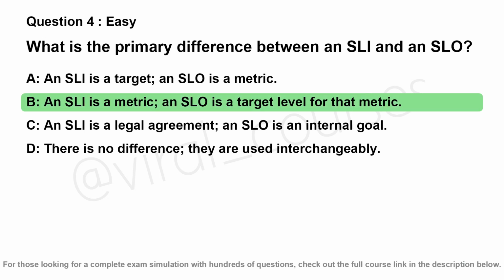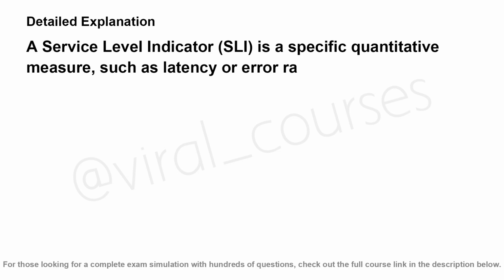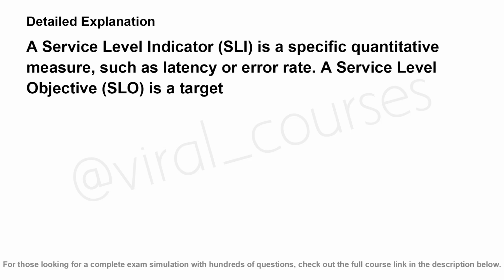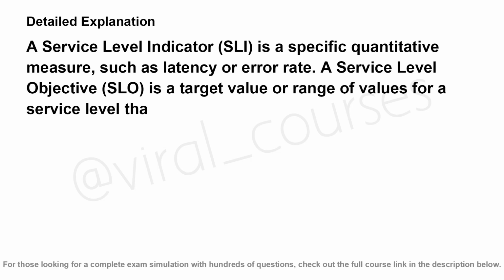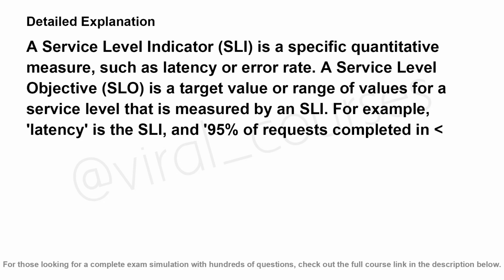The correct answer is B. A service level indicator, SLI, is a specific quantitative measure, such as latency or error rate. A service level objective, SLO, is a target value or range of values for a service level that is measured by an SLI. For example, latency is the SLI, and 95% of requests completed in less than 200 milliseconds is the SLO.